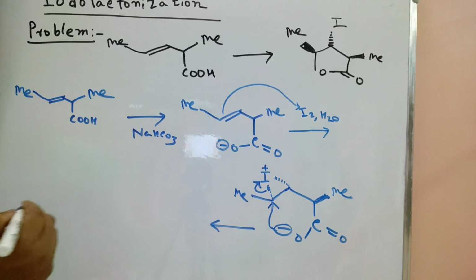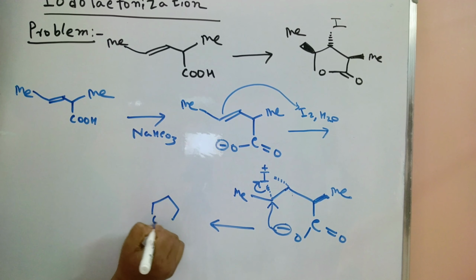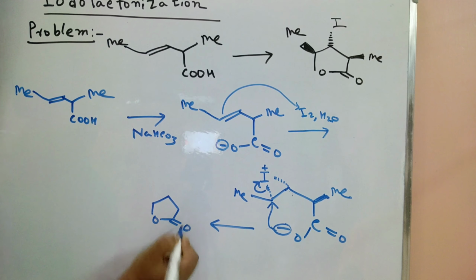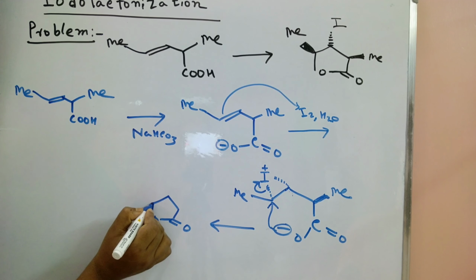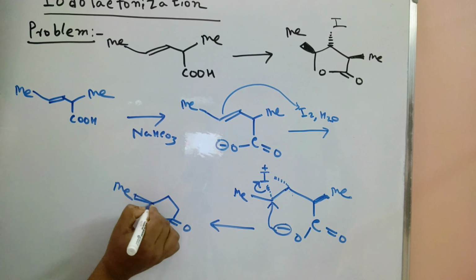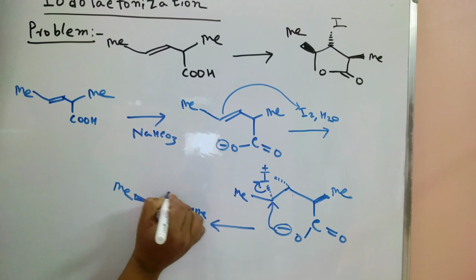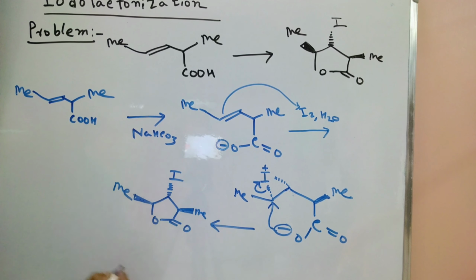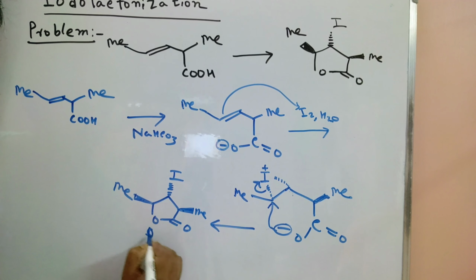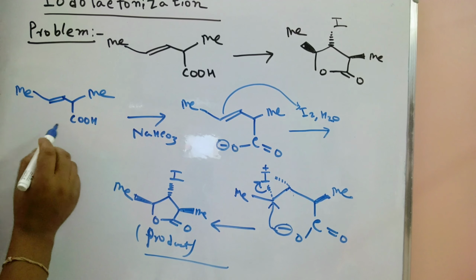Now formation of the product, we can easily say that this double bond is here, O is here, and the methyl is here, this methyl is upside, and here the methyl is upside and the iodine is downside. That is the main stereo product. Stereo is very important. Now we discuss the stereo.